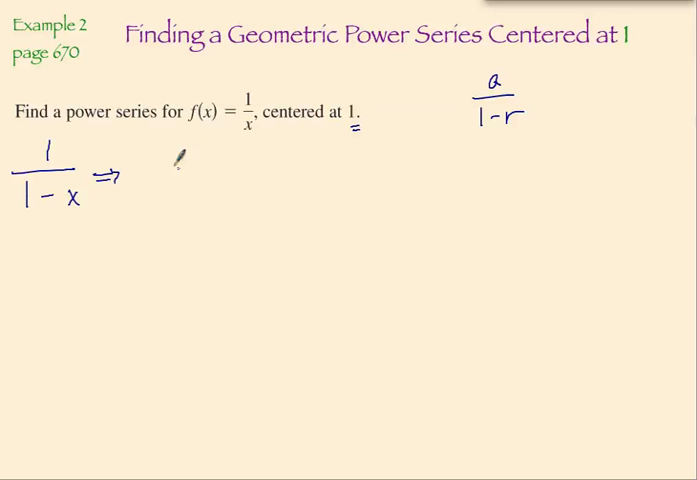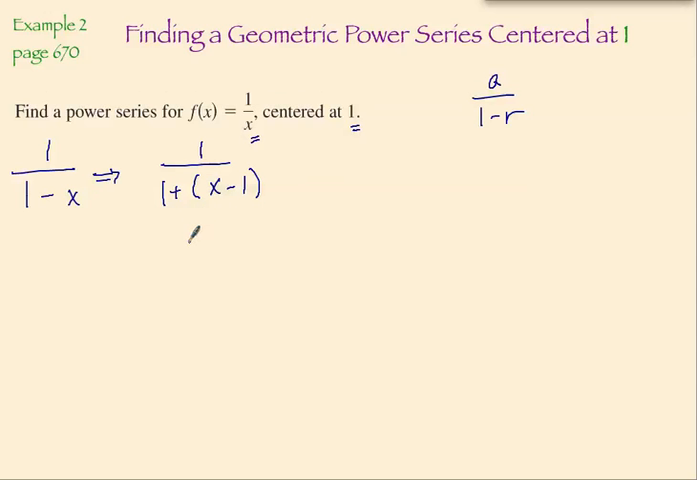First of all, since it's centered at 1, I need x minus 1. So what I can do is just add 1 over here, right? 1 plus x minus 1 is x. So I've got 1 plus x minus 1. I kind of just finagled that and made it happen.